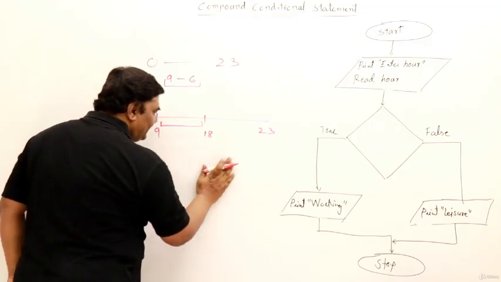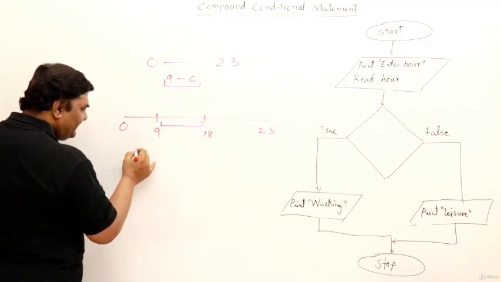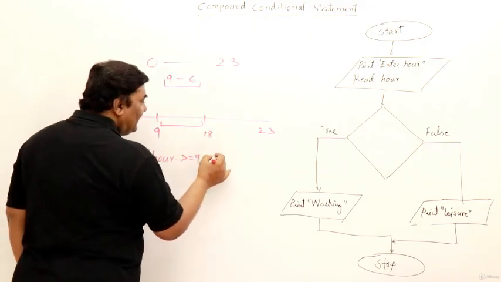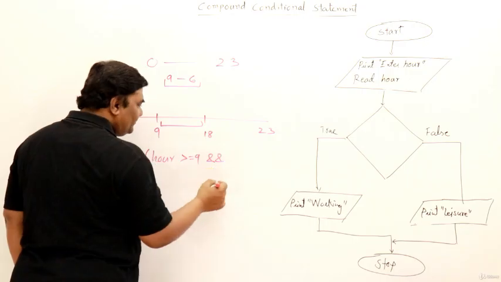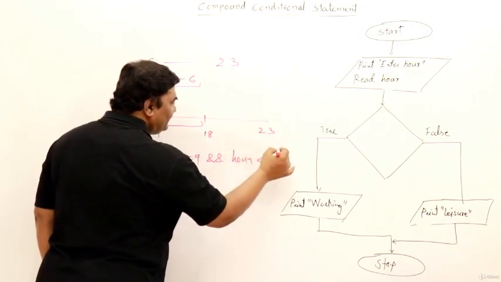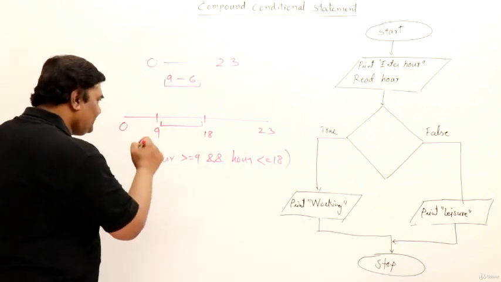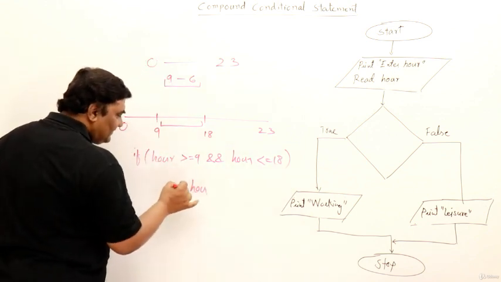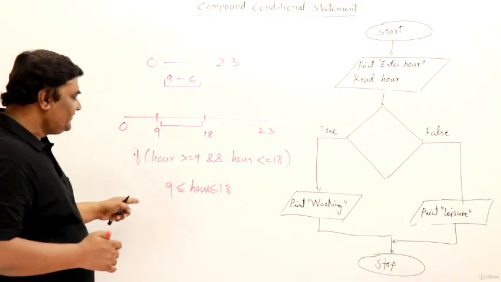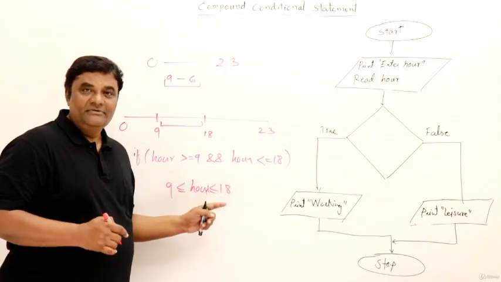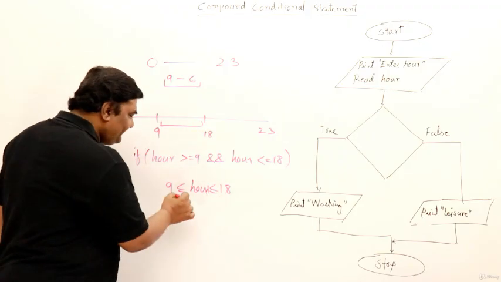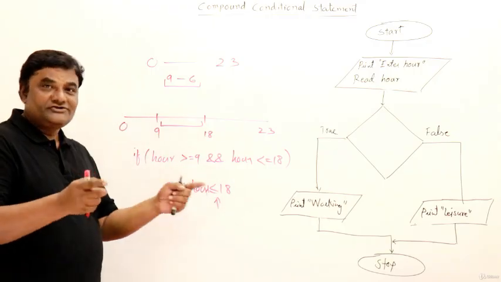So let us write a condition for that. The condition looks like this: if R is greater than or equal to 9 and, so "and" is the operator used, R is less than or equal to 18, right? In mathematics we write it like this: R greater than or equal to 9, less than or equal to 18. Mostly students are used to this mathematical form. But in programming, we cannot write it like this. Actually, these are two different conditions, and they are joined together.